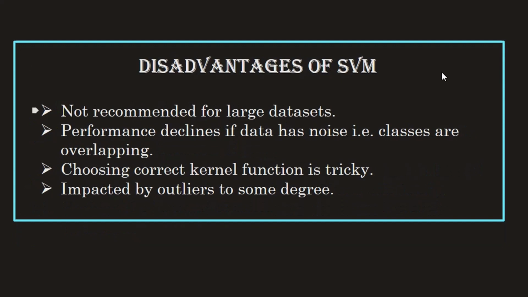One of the disadvantages would be that it is not recommended for a very large data set. Let's say if you are working with big data or a data set where you have millions and millions of records. In that case, I think there would be different approaches, bagging or boosting techniques that you can try that we are yet to explore within this playlist. Secondly, the performance declines if the data has noise, or you can say if the classes are overlapping with each other. Choosing the correct kernel function is tricky, and of course we have seen how, and it is impacted by outliers to some degree. So it is not that good in terms of handling extreme outliers, but I would say still better than logistic regression to some degree.